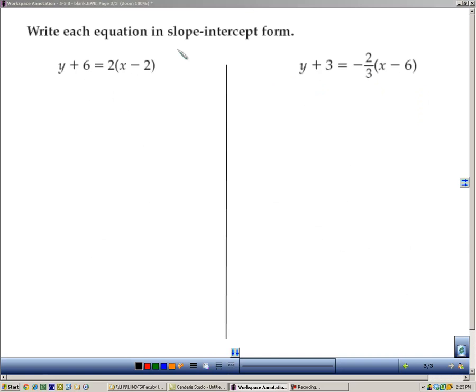Here we have some more equations. This time we have to write them in slope-intercept form. So I've written down what slope-intercept form looks like down here because that's what we're trying to get to. Slope-intercept form, if you notice, has a y isolated, and then the x and the b are on the other side. So we don't need the parentheses again, so we can get rid of those by distributing.